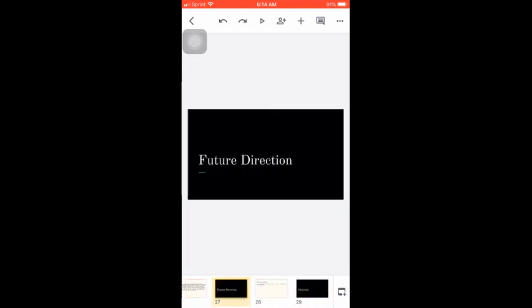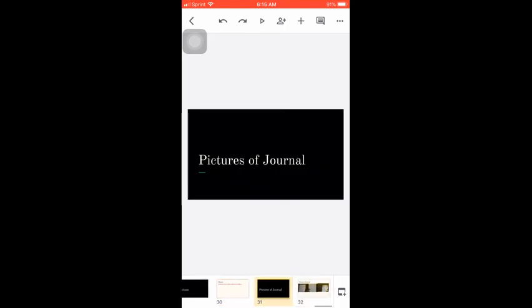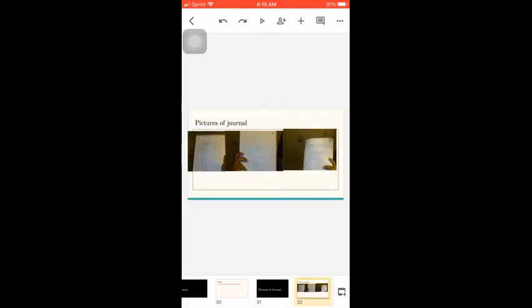So for my future direction, I would change things if I had more time, or get more people. I envision my results being used in a study for microexpression. This is my citations in a Google Doc, pictures of my journal. That's my project.